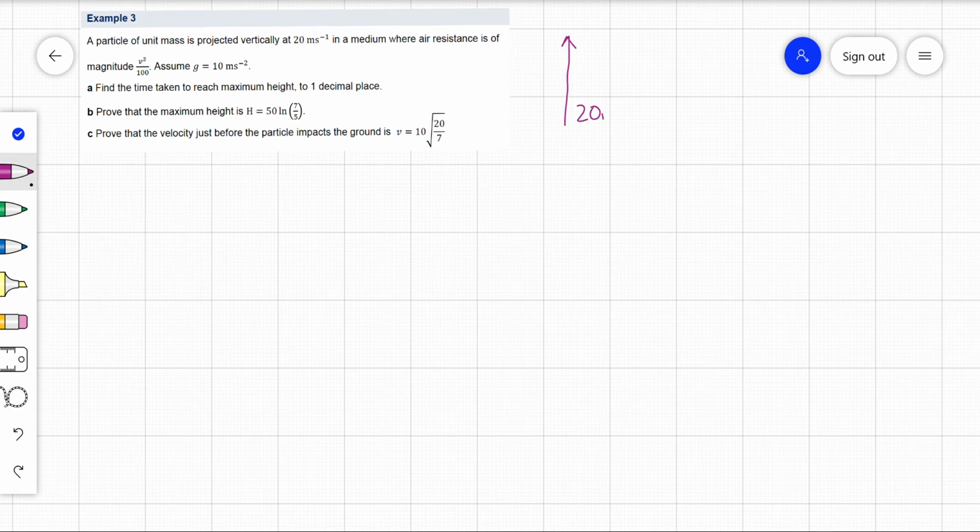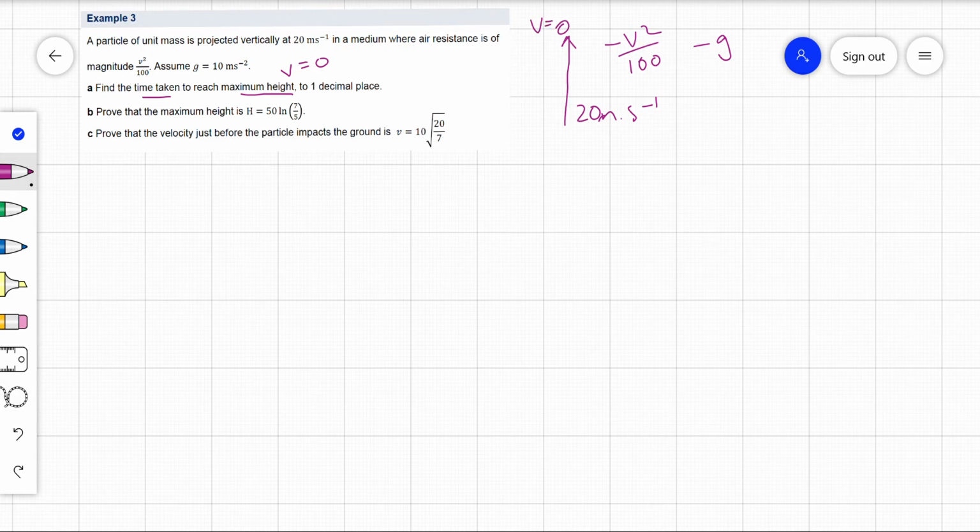So it's 20 meters per second when it goes up, and there's a resistance going on as well as a resistance of gravity, which is 10 in this case. So find the time taken to reach maximum height. At maximum height, we do know velocity equals 0, so that's handy.